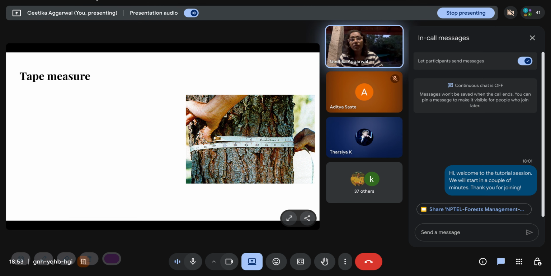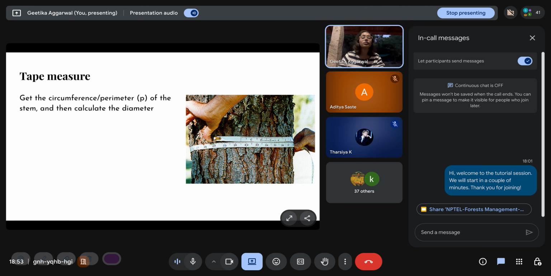Exactly. Very nice. So basically, the tape measure will measure the circumference. So you get the circumference, the perimeter of the stem, and then you calculate the diameter as P divided by pi. As you said, which is correct, basically all of you should have been able to guess that. You get the circumference of the tree, and then you can use a simple formula to get the diameter.